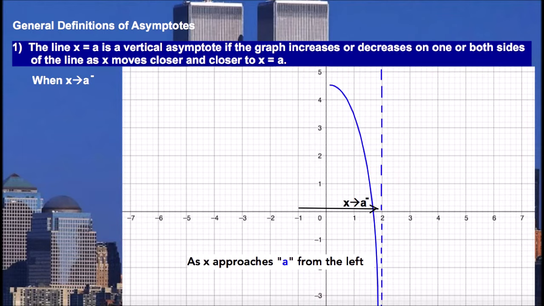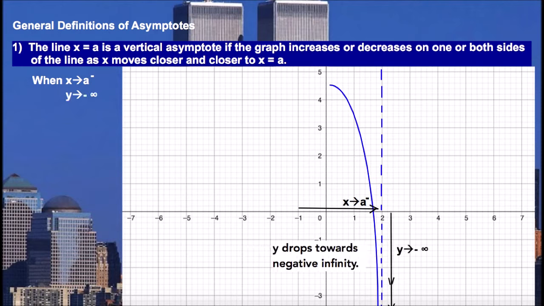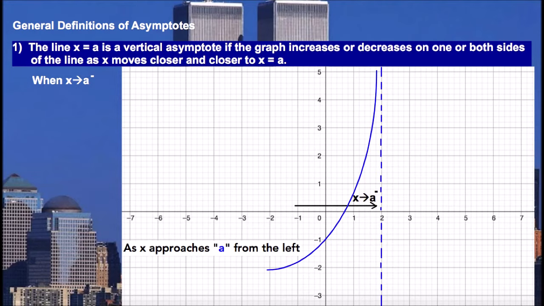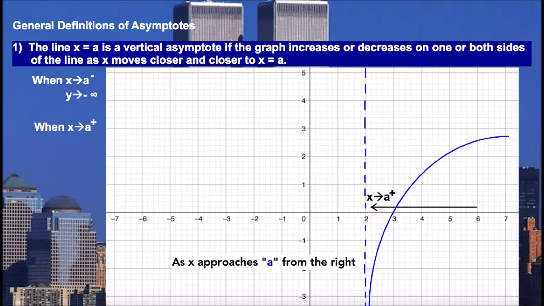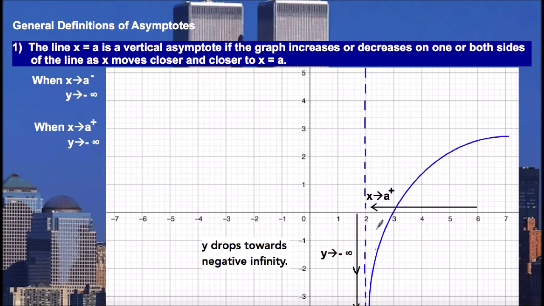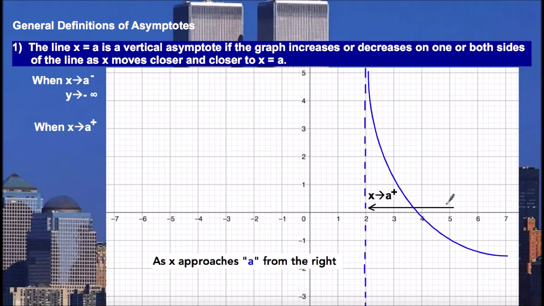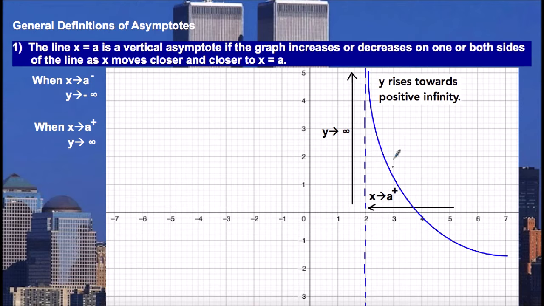When x approaches a from the left, y drops towards negative infinity. As x approaches a from the left, y rises towards positive infinity. As x approaches a from the right, y drops towards negative infinity. As x approaches a from the right, y rises towards positive infinity.